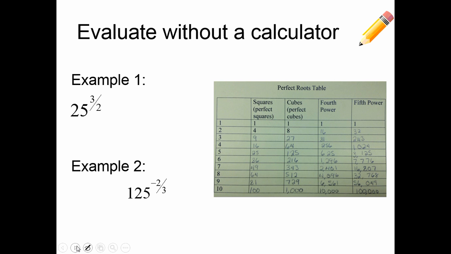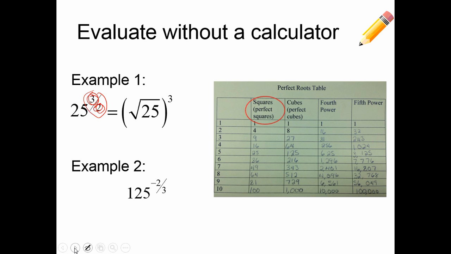So how can we evaluate these without a calculator? Let's say I have 25 raised up to the 3/2 power. Well, let's first understand what it is we're talking about here when we talk about 25 raised up to that power. We're talking about the square root of 25 raised up to the 3rd power, right? That's what this notation means. This is the type of root. This is the power it's raised to. So what is the square root of 25?